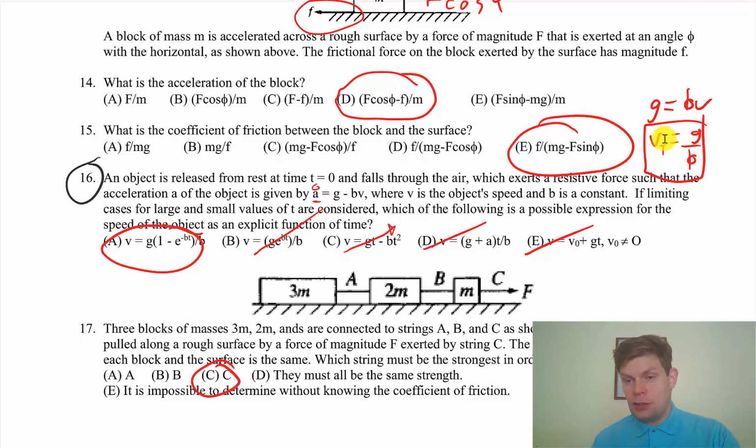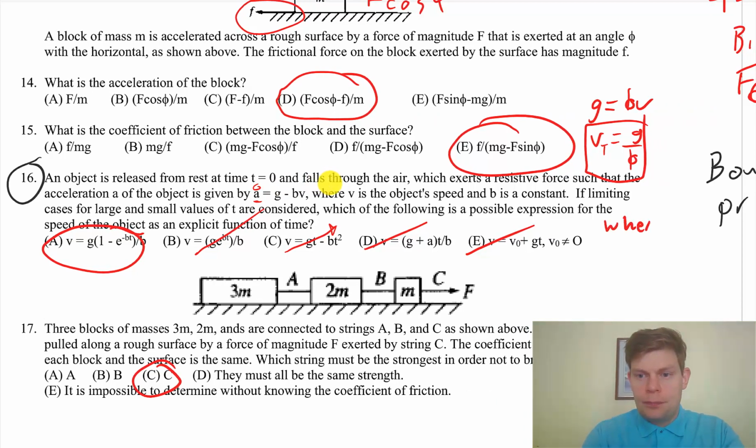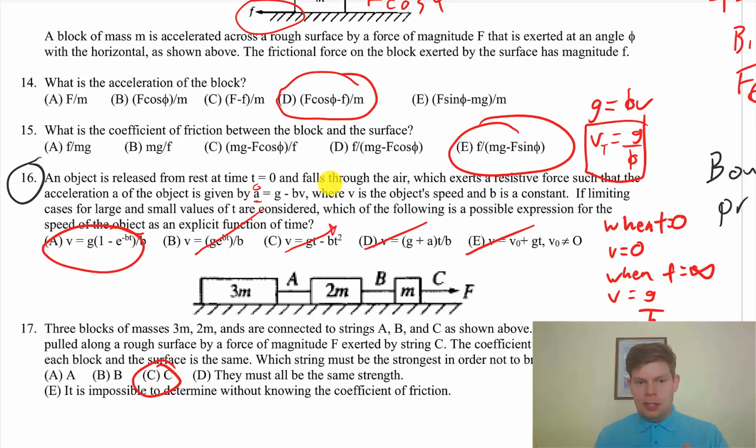So after a whole lot of time, that's how fast you're moving, and it'll be g over whatever this b constant is. So in this situation, we need the function to be at 0 velocity when t equals 0, and when t is really, really big, it's going at the terminal velocity, and the biggest thing is infinity. So we're just going to say when t equals infinity. So we've got our two situations. When t equals 0, v equals 0. When t equals infinity, v should equal g over b. So we are just going to check all these answers and see which one fits our boundary conditions.